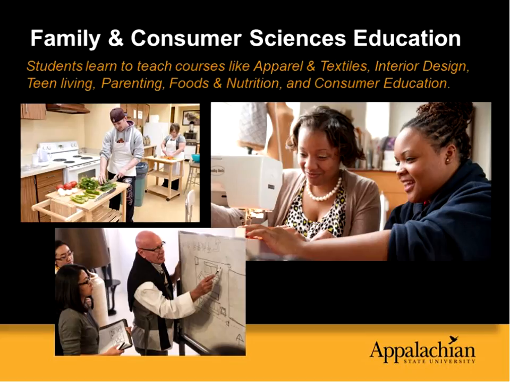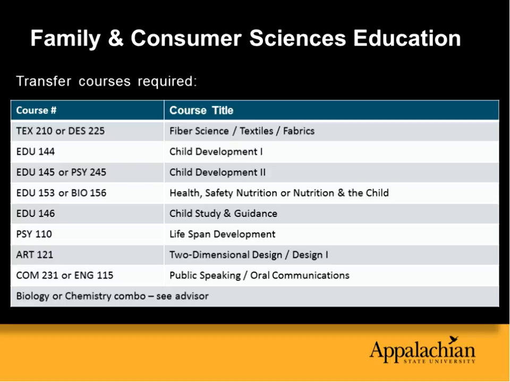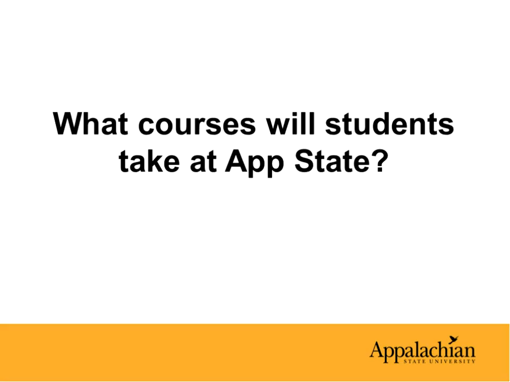But you'll see on the screen, of course, the idea comes into play where you are teaching apparel and textiles, interior design, teen living is a big course. Personal finance also falls in this category as well. Parenting, foods and nutrition, those are all courses that relate directly to FCS. And on our next slide, what you'll see is just some of the courses that we will be taking from the community college as well. It ranges everything from art courses to our communications courses, and then once again that biology or chemistry combo. So there's a lot of opportunities here in this concentration where folks could actually come up to Appalachian and finish out their degree. It works nicely with not only the AA and the AS, but also that AAS as well.